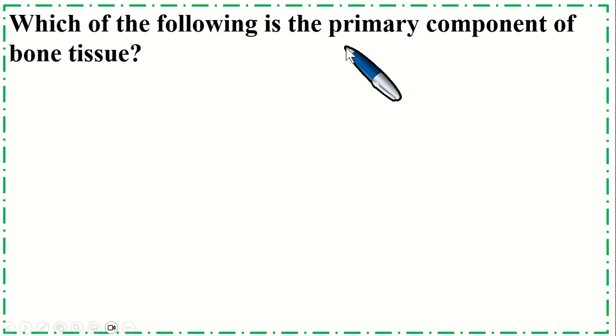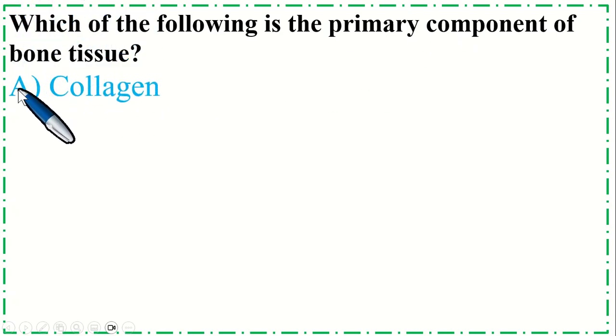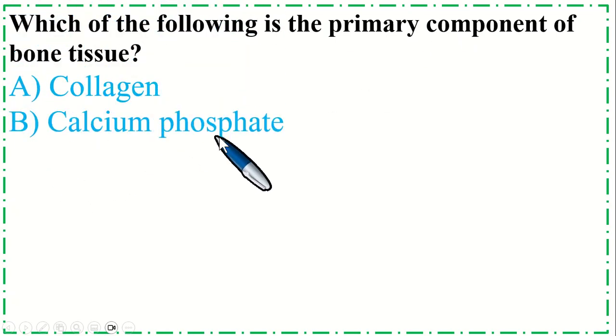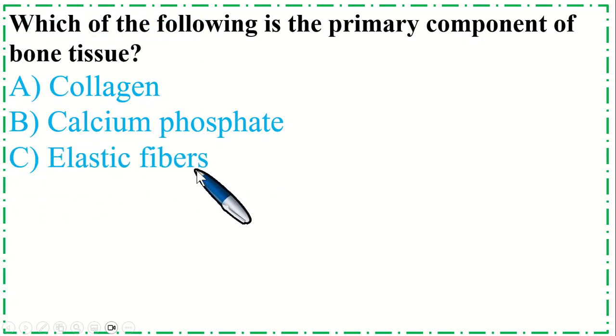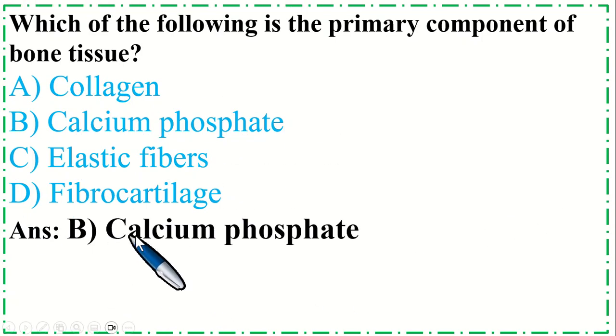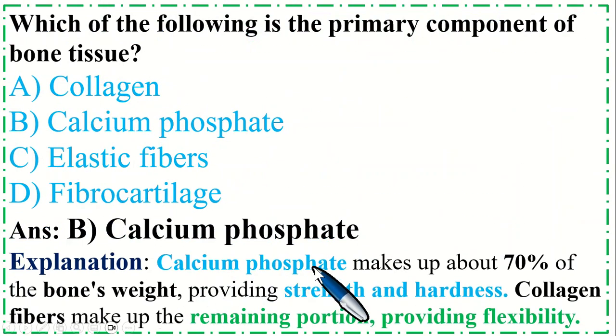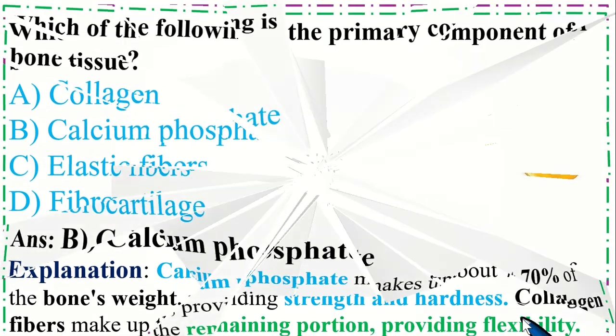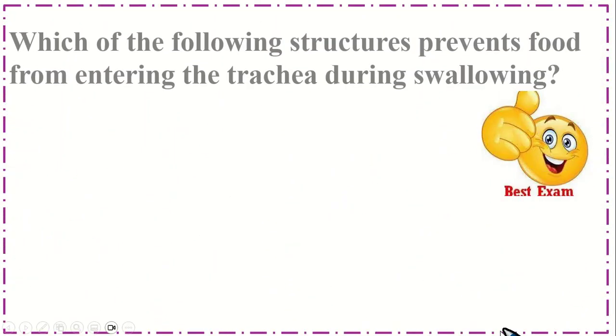Which of the following is the primary component of bone tissue? Option A, collagen, B, calcium phosphate, C, elastic fibers, and option D, fibrocartilage. So the correct option is B, calcium phosphate. Calcium phosphate makes up about 70% of the bone weight, providing strength and hardness. Collagen fibers make up the remaining protein, providing flexibility. So this is very important MCQs.